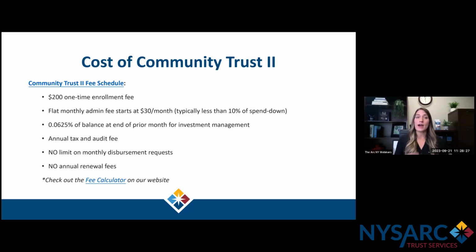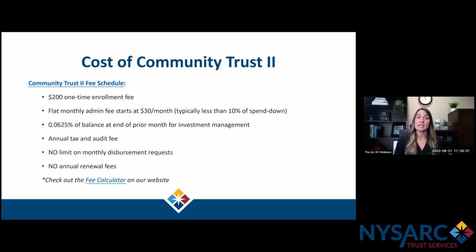And it's important to note that these fees cover all trust activity with NYSARC Trust Services. There's no limit on the number of requests you can send in every month. It gives you access to our full suite of services, including electronic deposits, automatic payments, access to the online portal, and our customer service team and other services. And we charge no annual renewal fees. But these are some of the things that you may see in other programs, and you want to be sure that you have a full understanding of the costs of the trust.